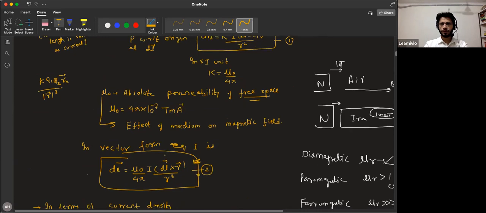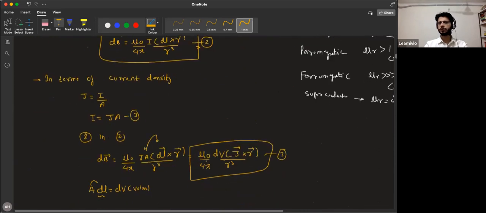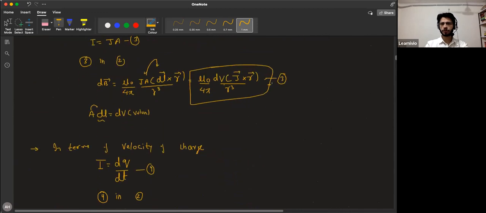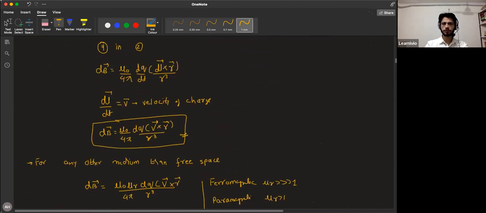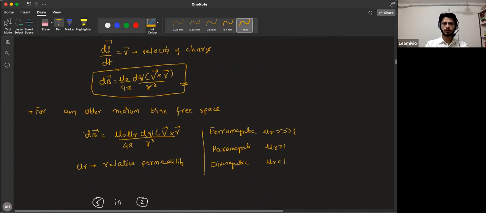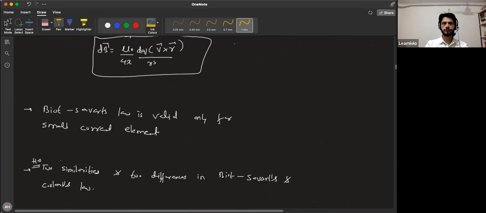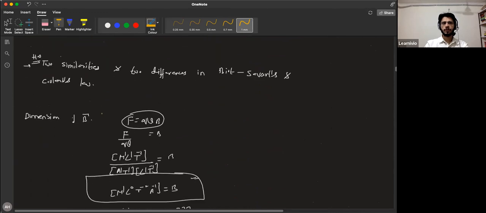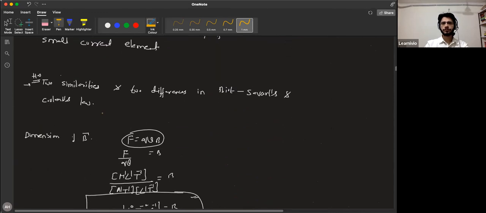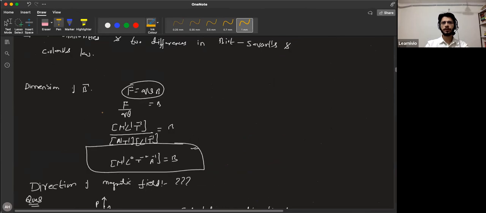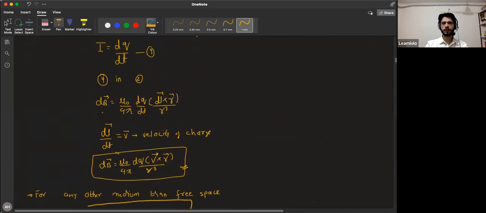See, no need to remember all these expressions. These were some conceptual questions that we have discussed. The direction is important. The direction of magnetic field is important. Let's do the direction of magnetic field.